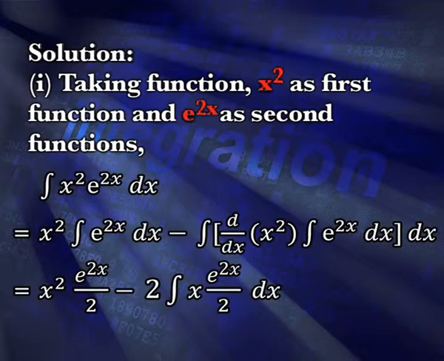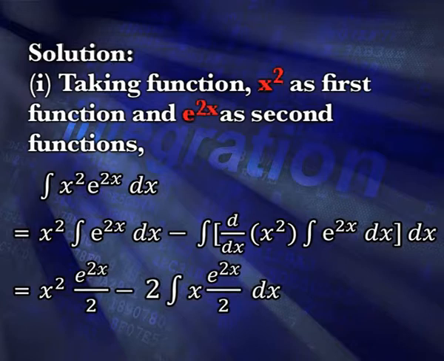This is equal to x to the power 2 times integration of e to the power 2x dx minus integration of d by dx of x square times integration of e to the power 2x dx, times dx.